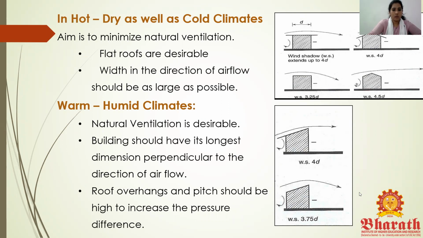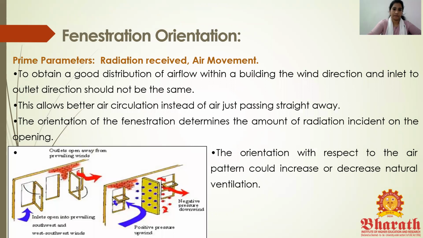Whereas in warm and humid climates, natural ventilation is desirable and the building should have its longest dimension perpendicular to the direction of the wind. So what happens is it lets in as much air as possible. The roof overhangs and the pitch should be high to increase the pressure differences. So as you increase the pressure differences on the windward side, the movement of air and the pressure with which the air comes in increases.